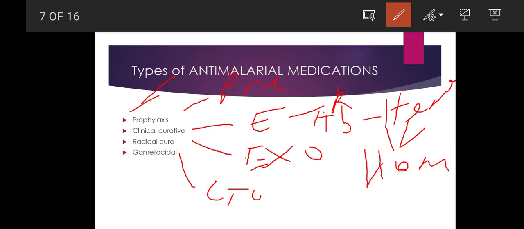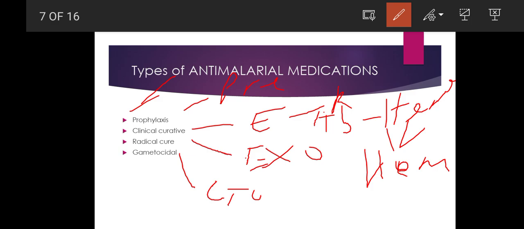Okay, there's no space here. Hemozoins. So that is what clinical curative is responsible for. It will stop the conversion of hemoglobin to hemozoids in red blood cells and preventing the rupture of the red blood cells.